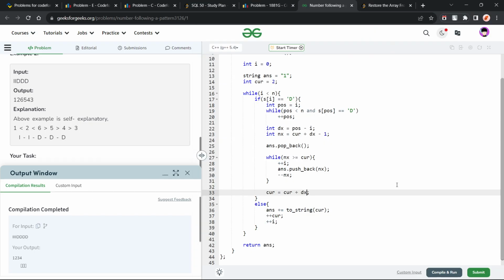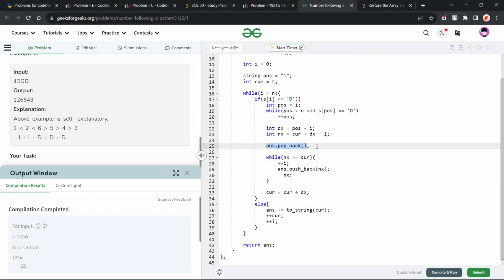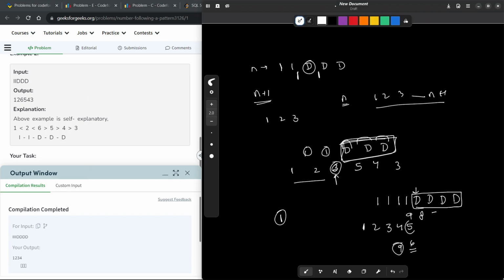So what will basically happen is my current is actually 6 right now, and then we have these 4 D's, right? So it is going to be 10 minus 1, it is going to be 9, right? So I popped back the last element, which is this one, and then I place 9 here, and then I place 8, 7.